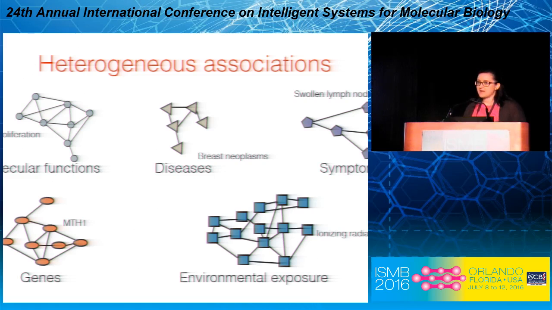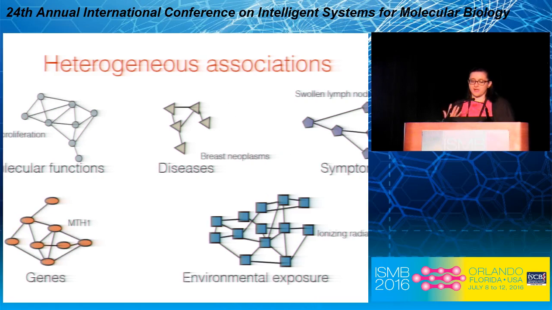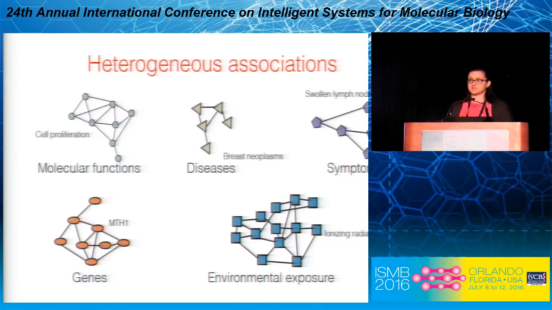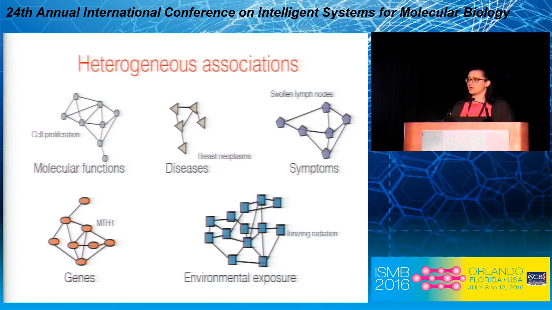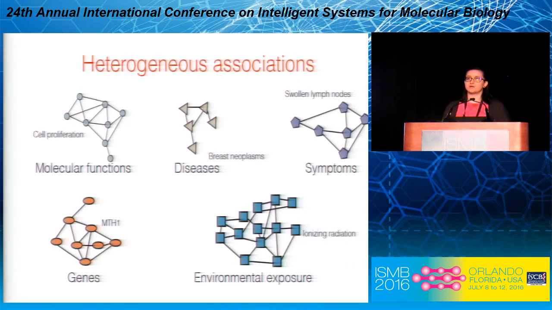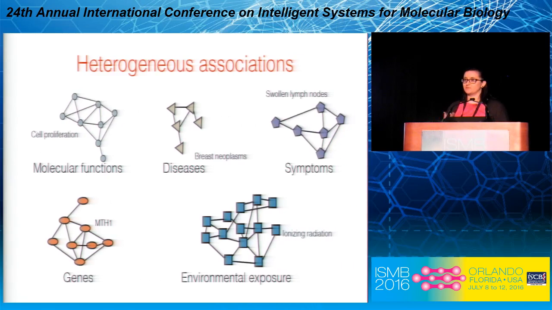So here in this slide, I show 5 different networks that capture different types of associations. On the left side is a network between molecular functions, then the network of diseases that relates diseases to each other, or disease symptoms. Then perhaps a canonical example would be a network between genes, various types of genetic interaction, physical protein interaction data sets, or perhaps some more recent data sets that describe the interplay between environmental factors.